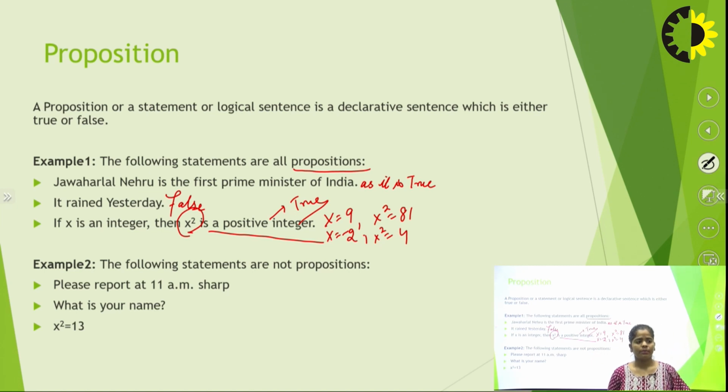Now come to example 2. There are some statements which are not propositions, such as "Please report at 9 AM sharp." It is not compulsory that the answer should be in true or false manner. "What's your name?" Your name will not be a true or false value. And "x square equal to 13" is also not basically a true or false value. So these are some examples which define what a proposition means.